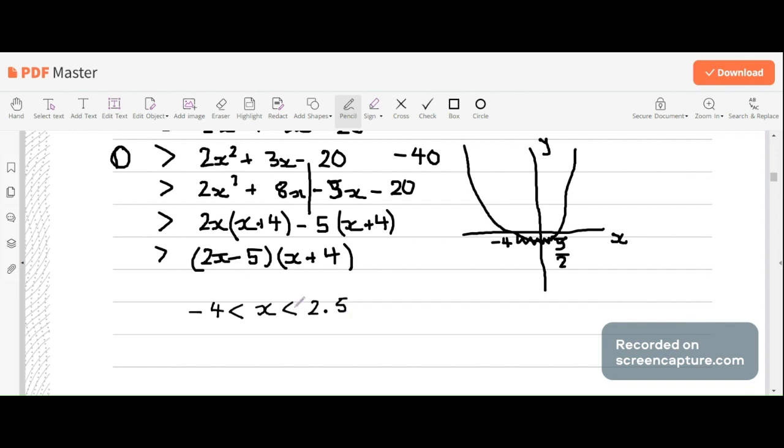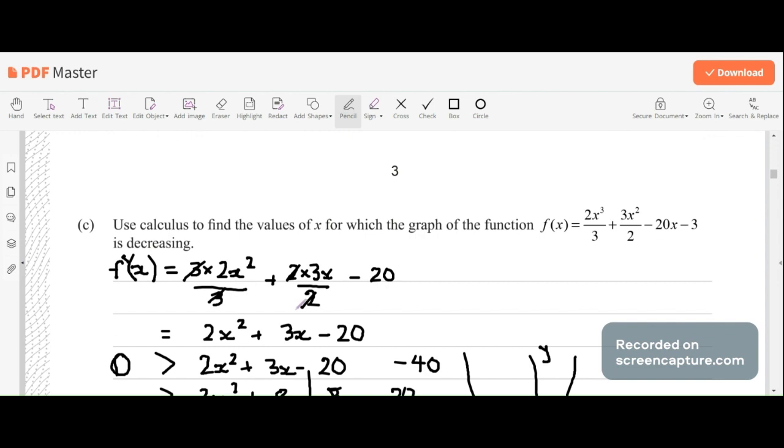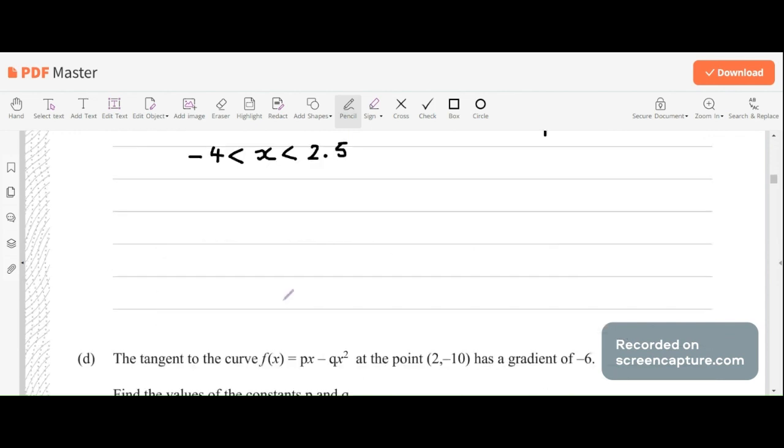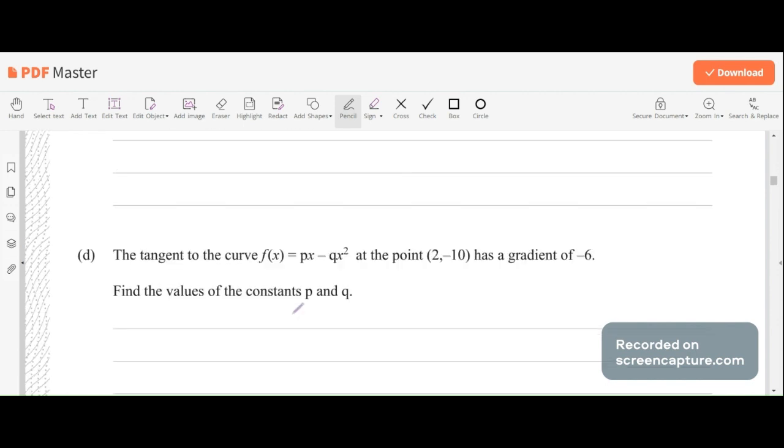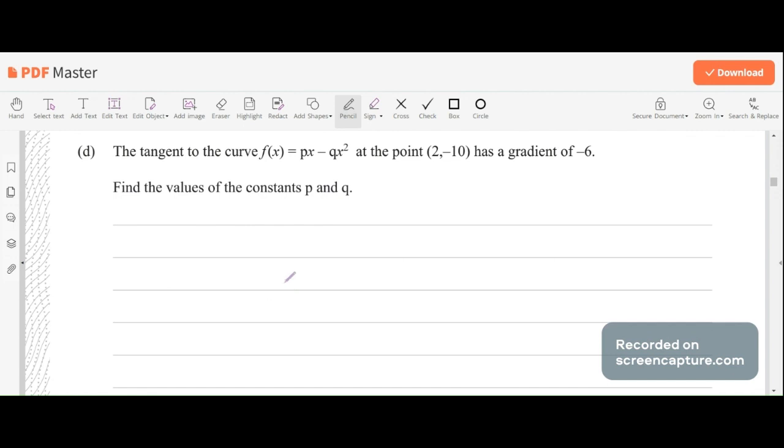Okay, is that all it's asking? So using it to find the values for x for which the graph is decreasing. So that's right, it would be there. Okay, the tangent of the curve point has a gradient of negative 6. Okay, so this is our curve, and at the point 2, negative 10, there's a gradient of negative 6.